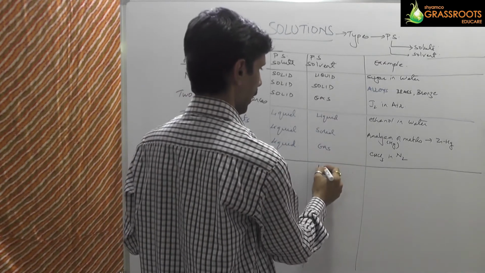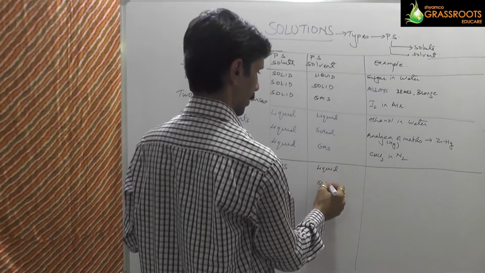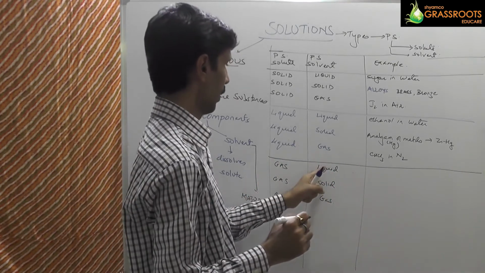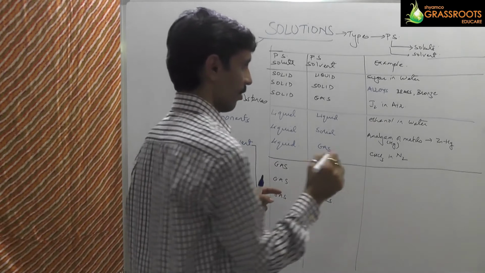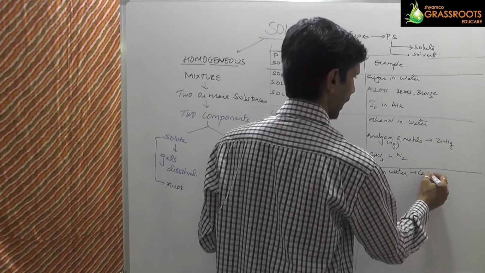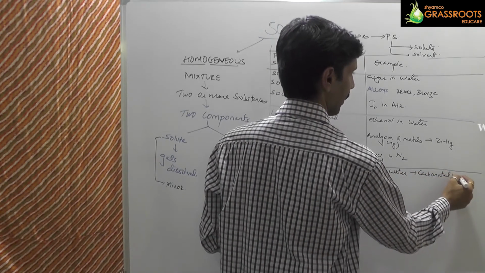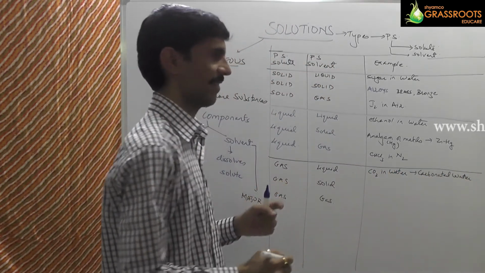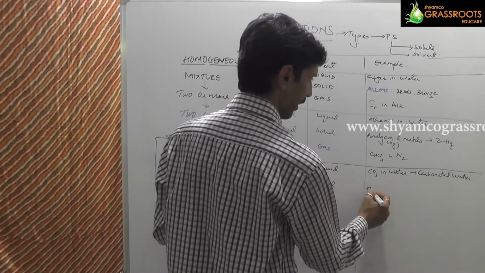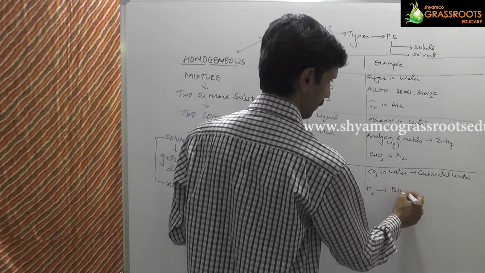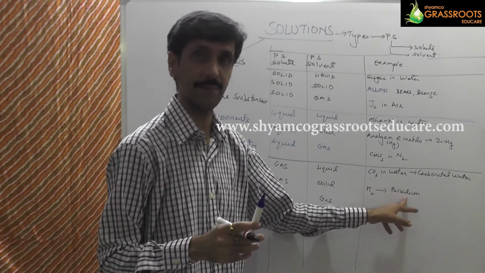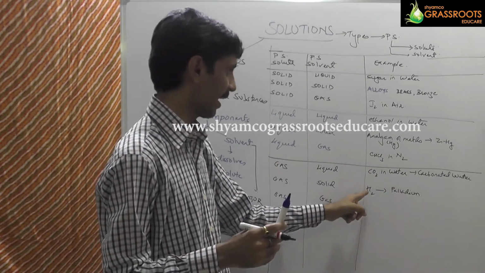Here it will be liquid, solid, gas. Now we consider a liquid, and the solute is going to be what? Gas. So it is carbon dioxide in water. This is also called carbonated water, the fizzy drinks. That is nothing but carbon dioxide gas in water. Next, gas in solid: hydrogen gas on palladium, hydrogen is being absorbed on the surface of palladium. Palladium is a solid metal and hydrogen is a gas.